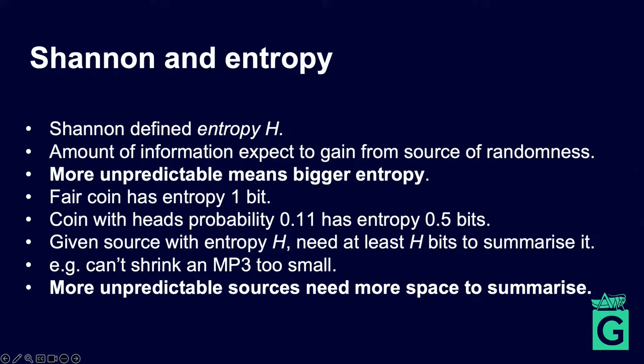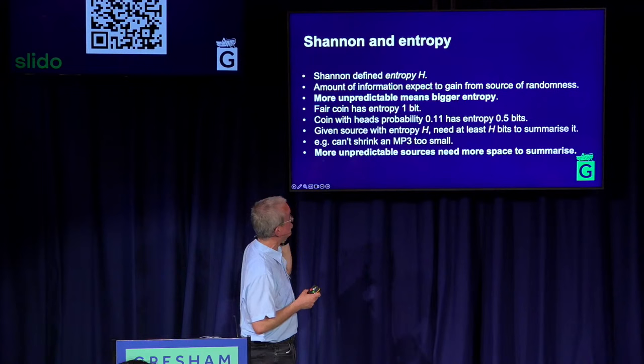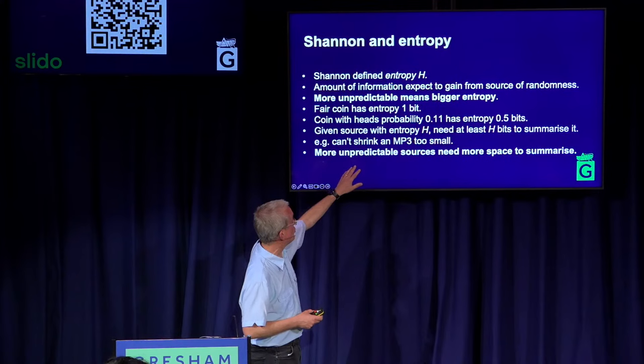His entropy is defined to be the amount of information that you expect to learn. Again, it comes from the log. It's remarkable, really, that through this kind of thinking, he was able to come up with this quantity. And the key slogan is that the more unpredictable the source, the more space you need to summarize it.